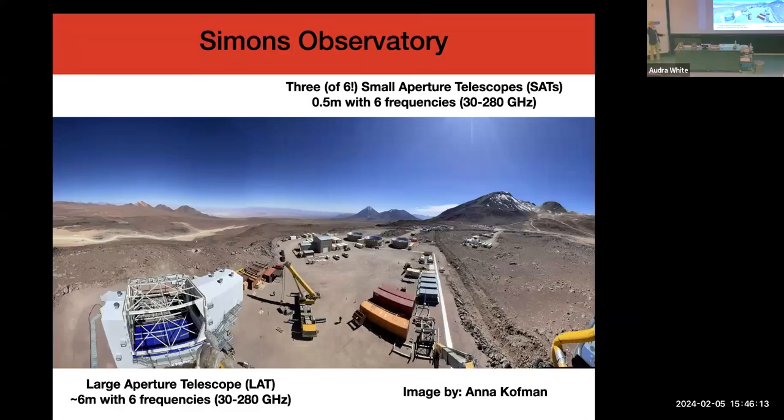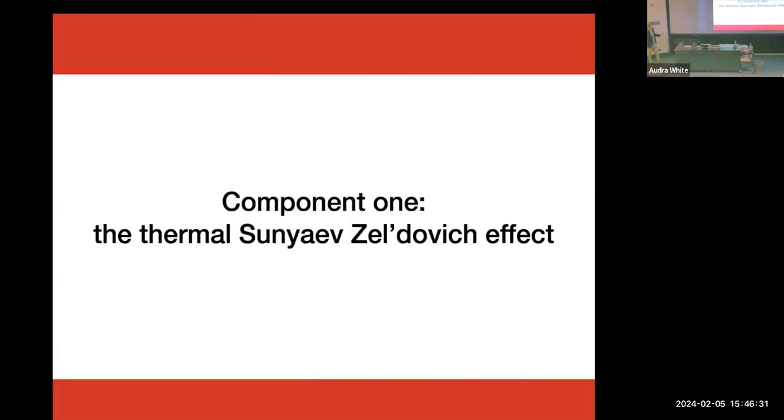This facility actually is composed of multiple telescopes: a large 6-meter telescope with slightly extended frequency coverage compared to ACT, and at the moment 3, but soon to be 6, small aperture telescopes that are designed to search for the signals of primordial gravitational waves. So with this, I'm going to spend most of the rest of the talk discussing different components on the sky and how we're using them to learn different aspects of late-time physics.